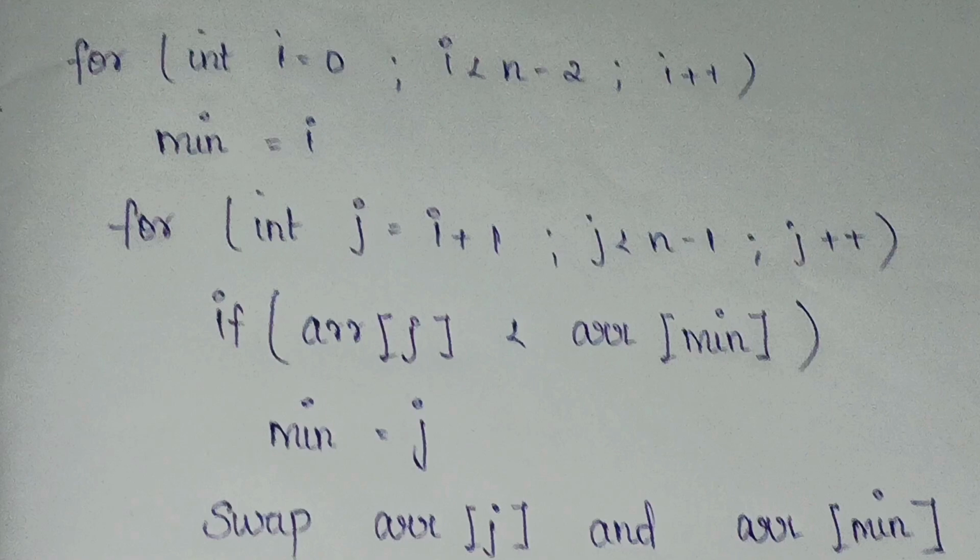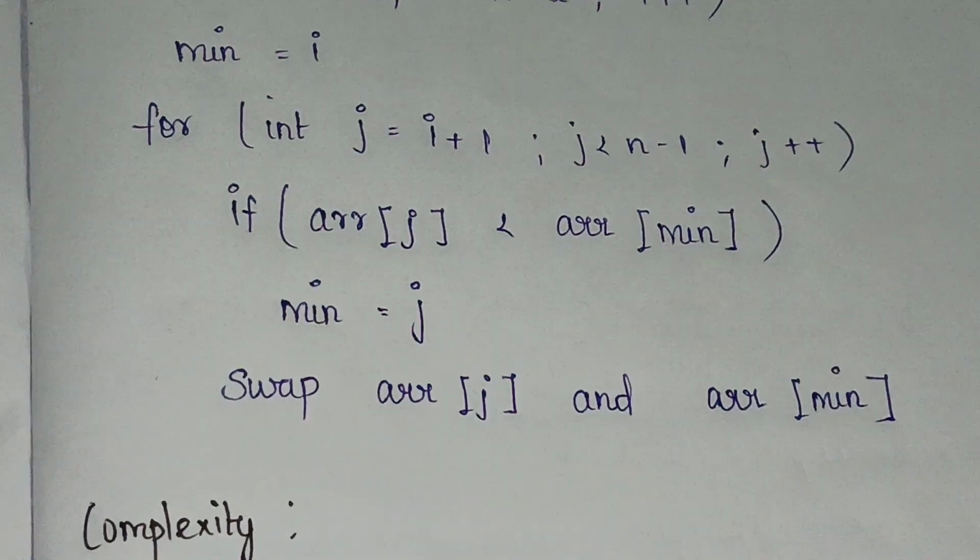What this for loop does is go through the entire list and search for the minimum element. If an element is smaller than the current minimum, I assign j to the minimum. Once this for loop is completed, I swap the elements.